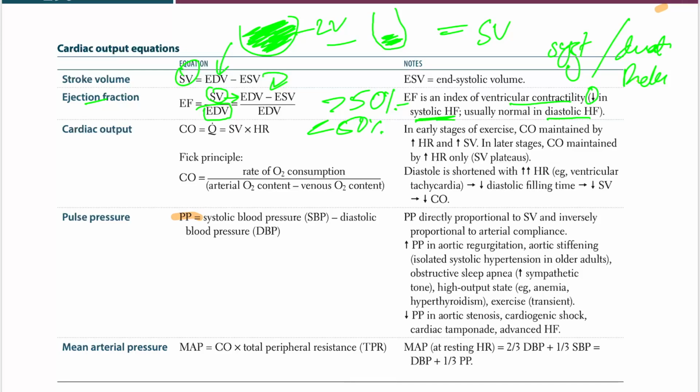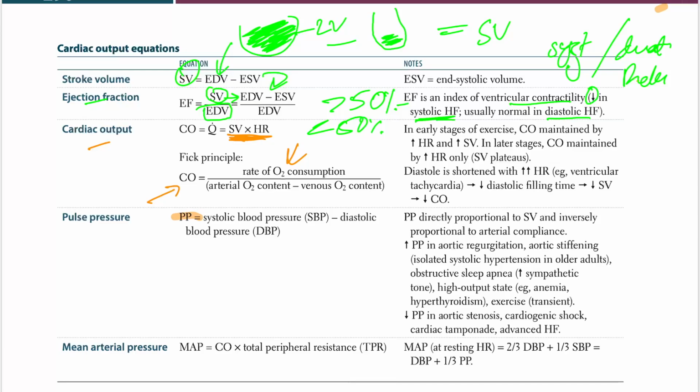Moving to the next one is cardiac output. What do we have for the cardiac output? CO equals Q equals SV times HR. Okay, so SV again, stroke volume, times HR. So what is the Fick principle? Here, let's say we can't measure the stroke volume or the heart rate somehow, so we can measure the cardiac output in a patient by using this Fick principle, which is the rate of oxygen consumption.